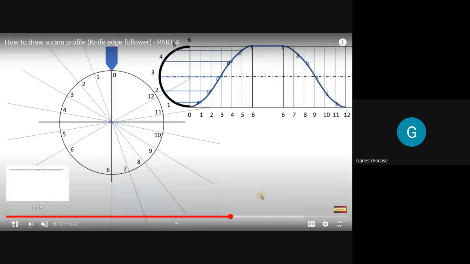Now give naming. This naming is the same as the displacement diagram. You can check here: theta O 0 to 6. Dwell period remains the same, 6 here, start also 6, and 6 to 12 as here. Is it clear up to here?